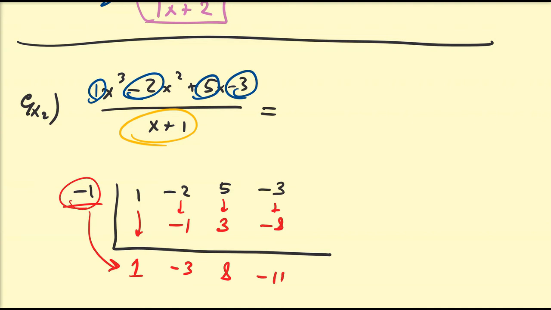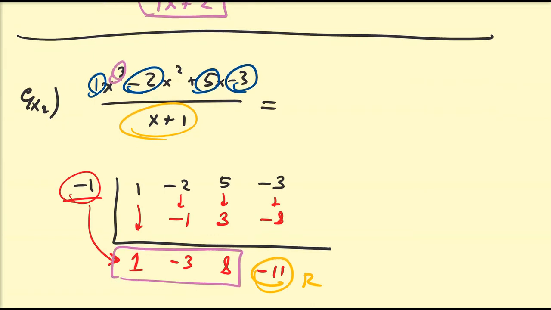So again, this is our remainder. We started off with a degree 3, therefore these are the coefficients of my degree 2. So therefore this is the same as x squared minus 3x plus 8 minus 11 divided by our divisor, x plus 1.